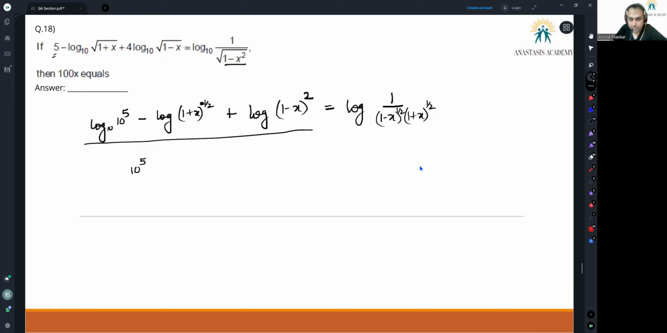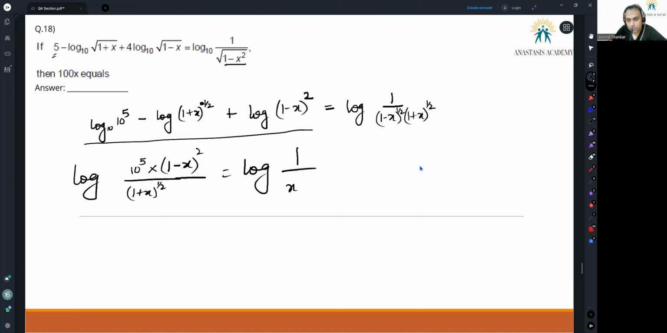We get 10 raised to the power 5 into, if needed it will go down, 1 plus x raised to the power half into 1 minus x raised to the power 2. Log of this is equal to log of 1 by 1 minus x raised to the power half 1 plus x raised to the power half. Technically log log does not cancel, antilog is taken and then equated, but functionally log log cancels. When both sides have only log terms, it cancels; if there is some constant in between, log log does not cancel. Now, hopefully you can see in the denominator 1 plus x raised to the power half also gets cancelled.